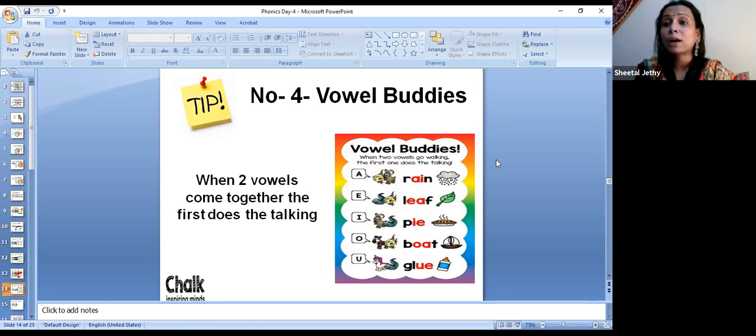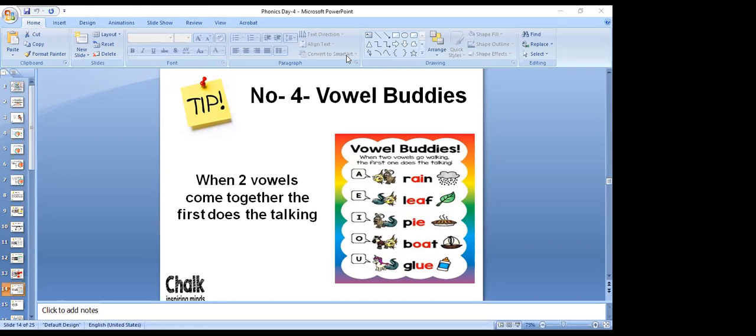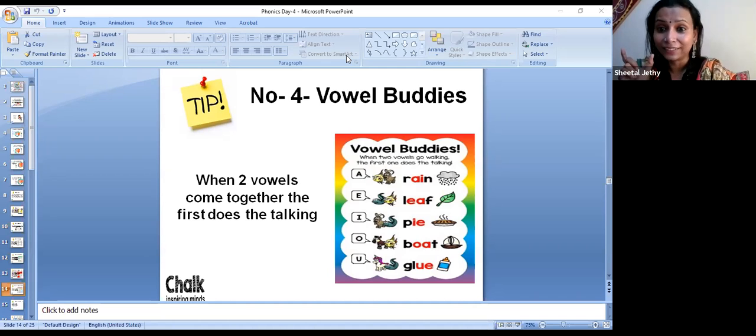When you talk about rain, there are two vowels, A and I. What happens? The first does the talking, rain, and you can hear a longer sound of the first vowel. Leaf, again I can hear only the E. Pie, only I. Boat, O. Glue, the U. So these are called vowel buddies. When two vowels go walking together, the first does the talking.